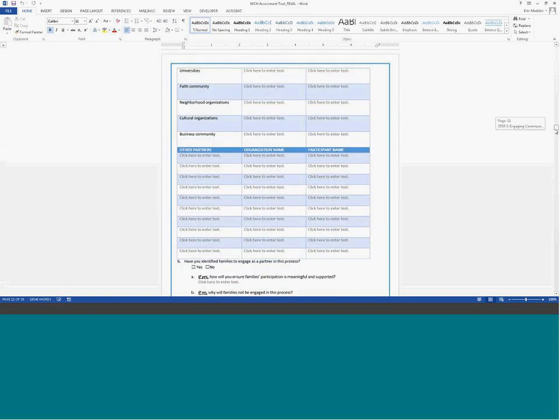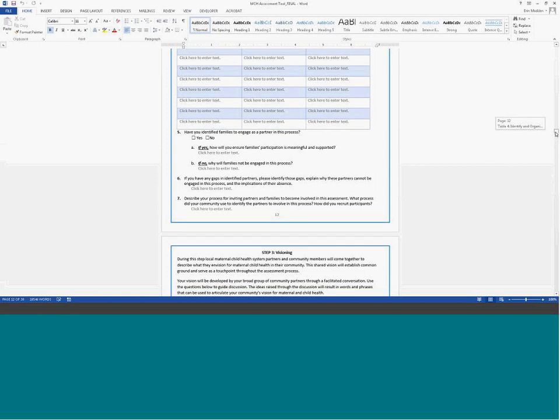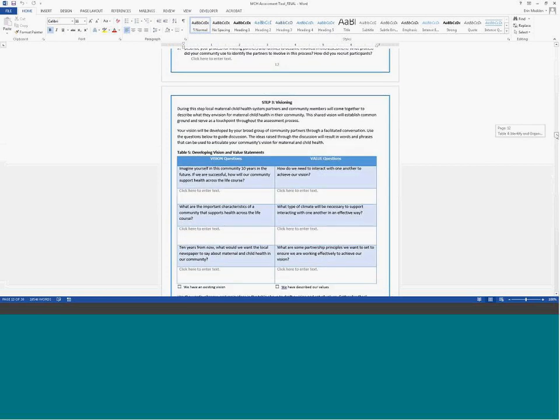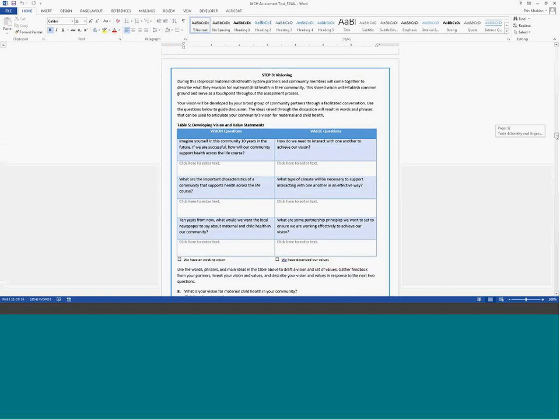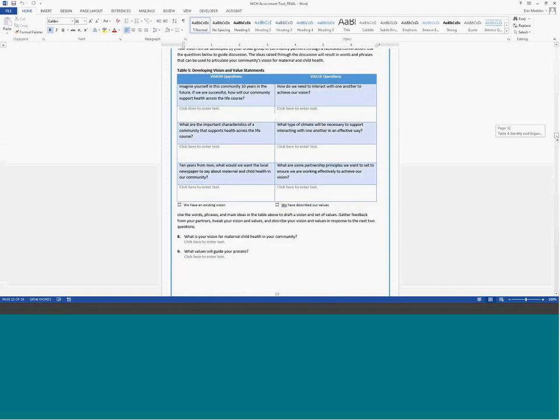You answered questions 5 through 7, a little bit more about how you engage partners. You filled table 5, where you documented your conversation about developing a vision and value statement, and then you filled out questions 8 through 9.